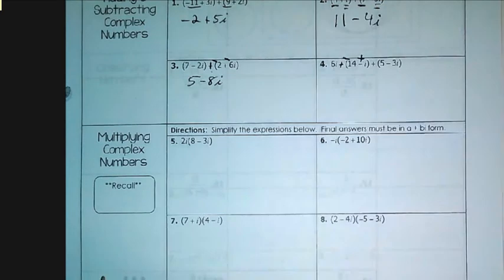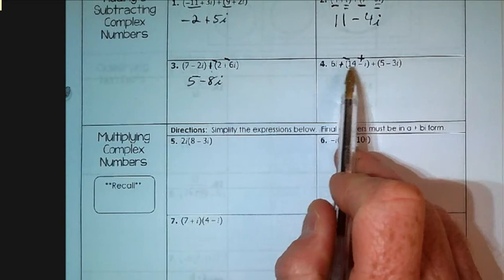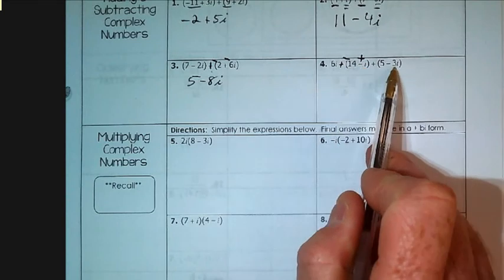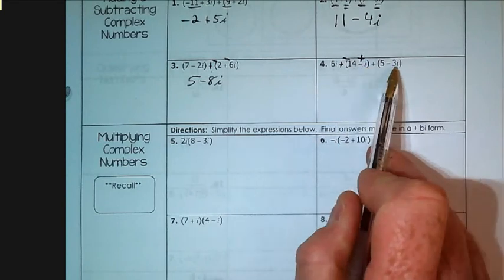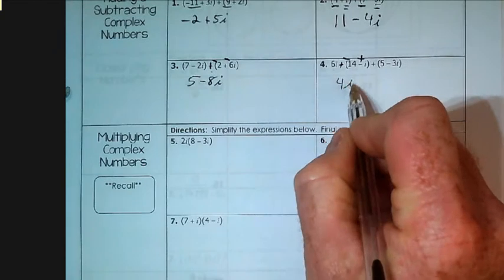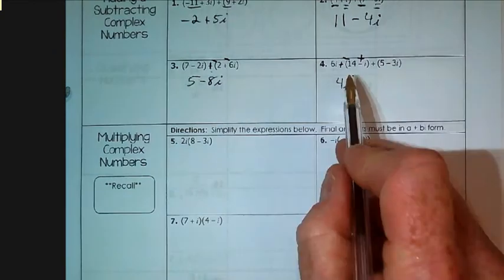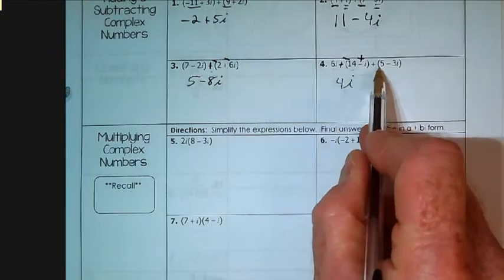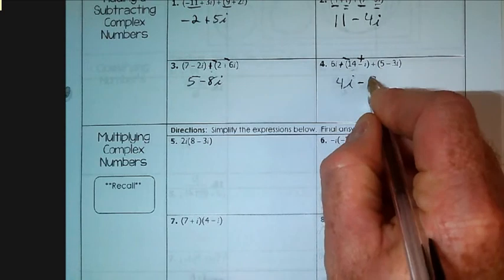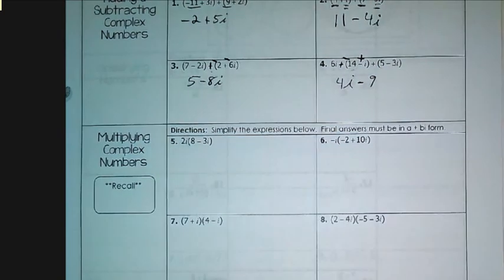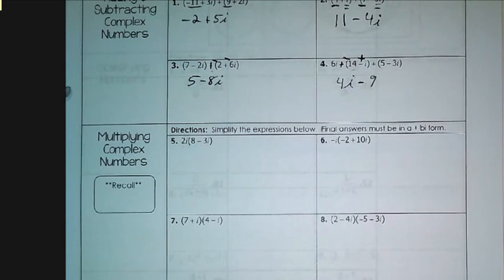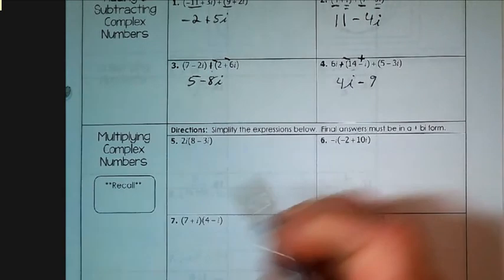So now I've got 6i plus i minus 3i. So 7i minus 3i is 4i. And then negative 14 plus 5 will be negative 9. Now, is that in the proper form? No. We want our real part first.